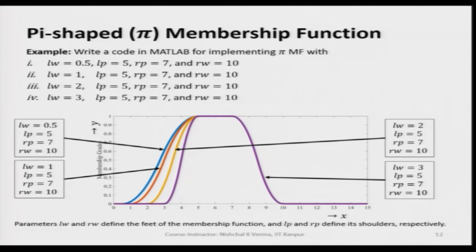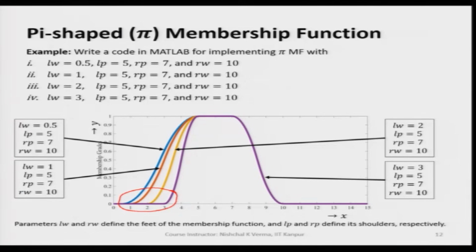As I mentioned, Lw is controlling the left foot. So, we see here that the left foot is changing by varying the values of Lw. The other values, all 3 of them, are constant: Lp, Rp, Rw remain the same.